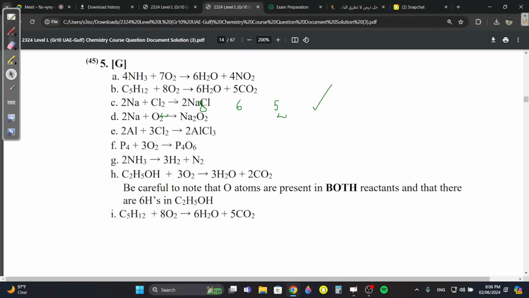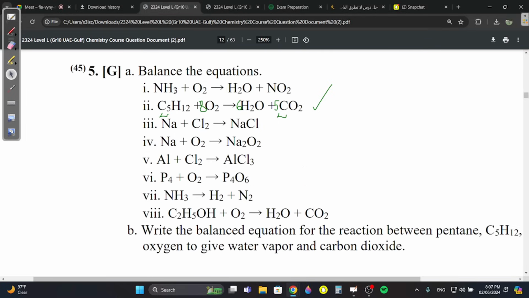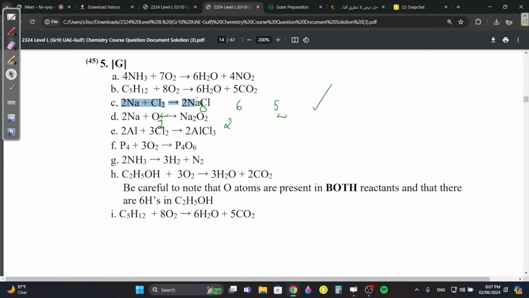So 8, 6, 5, and 8, 6, 5. Next, Na plus Cl2 to produce NaCl. There are 2 Cl's here, so obviously it should be 2 here. But now I have 2 Nas, so this should be 2 as well. Is that correct? 2, 2.